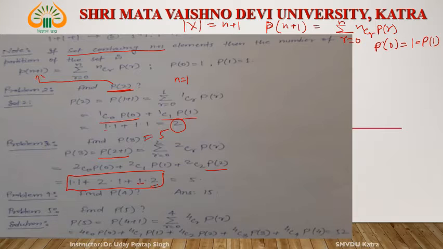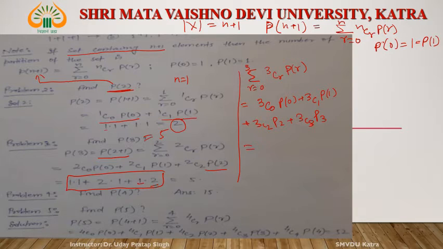Now, find P4. Similarly, P4 can be evaluated as the summation over r equal to 0 to 3 of 3CR PR, right? Expand this summation: 3C0 P0, 3C1 P1 plus 3C2 P2, 3C3 P3, right?